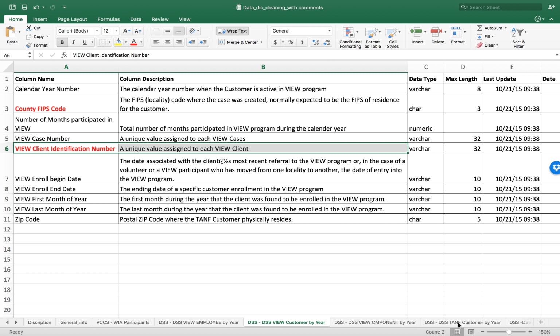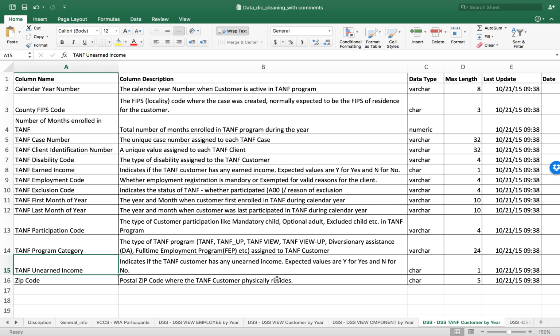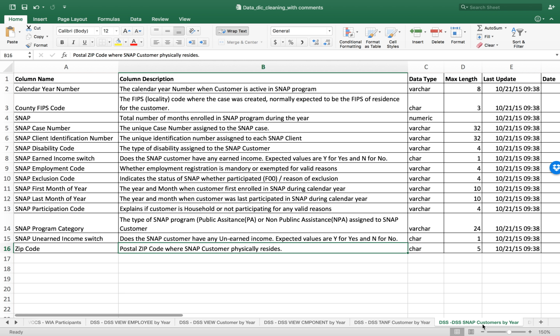So similarly, we also have the TANF customer information. This table is almost the same as the view customer information. By identifying a specific person, we can find some information about the family, what specific program they attend, where they live, something like that. And also there is a customers table for SNAP. SNAP is also a program that helps poor people, but more directly, this is for food, I think. So maybe we can use this different situation to infer if this person is in a bad situation.